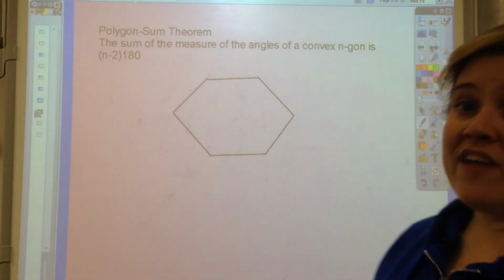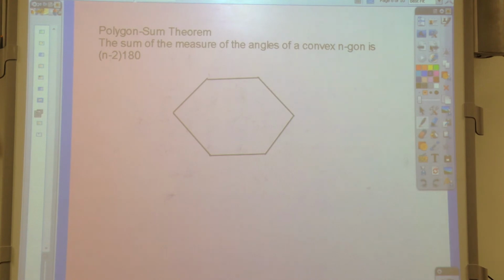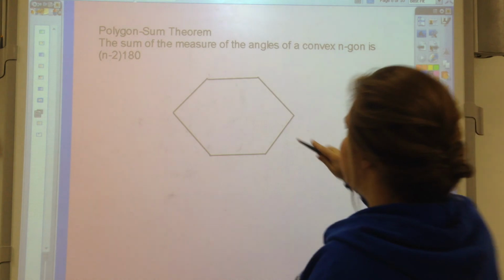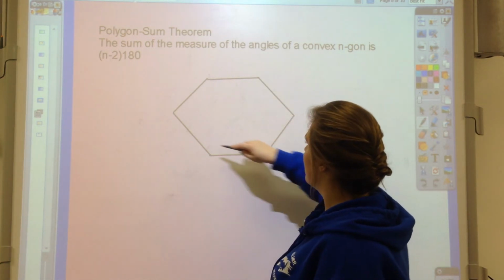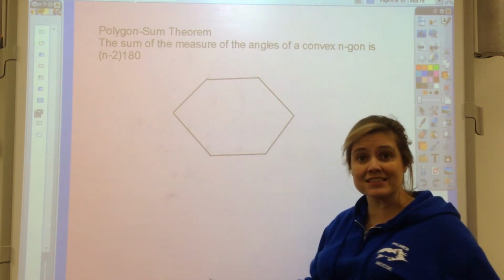All right, now we have the polygon sum theorem. This is true for any n-gon where you don't know the number of sides. If you take the number of sides, subtract 2, and multiply by 180, that's how many degrees are in the entire shape. So let's try this. Let's count the number of side lengths we have. 1, 2, 3, 4, 5, 6. So this would be a hexagon.